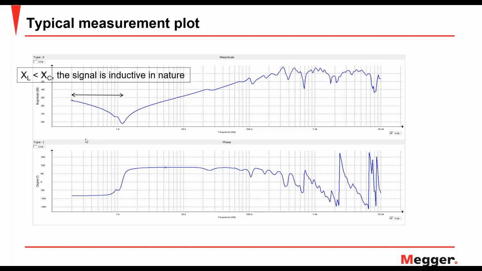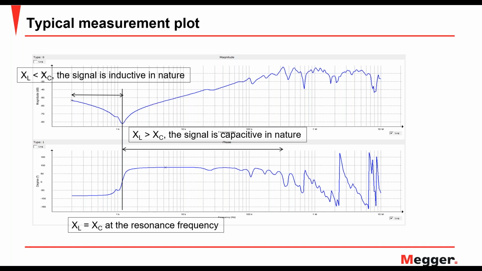Up until a certain point, the signal is inductive in nature, but as the frequency changes, there comes a point when XL becomes equal to XC, and the frequency at which this happens is called the resonance frequency. When the frequency increases beyond that, the nature of the signal flips. The signal now becomes capacitive in nature. If you look at the phase angle, it changes over to plus 90 degrees. Now the output signal leads the input signal, and the magnitude of the signal increases with frequency, because XC is now decreasing further, XL is now greater than XC, so the signal is capacitive in nature.